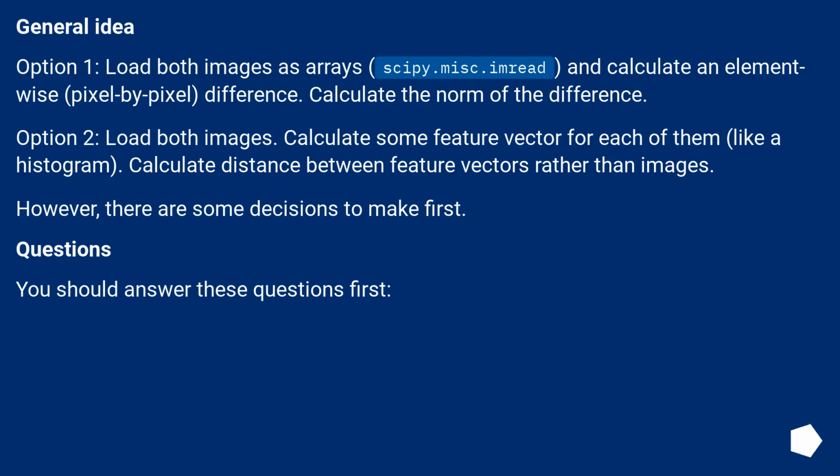General idea. Option 1. Load both images as arrays, scipy.misc.imread, and calculate an element-wise, pixel-by-pixel, difference. Calculate the norm of the difference. Option 2. Load both images. Calculate some feature vector for each of them, like a histogram. Calculate distance between feature vectors rather than images. However, there are some decisions to make first. Questions. You should answer these questions first.